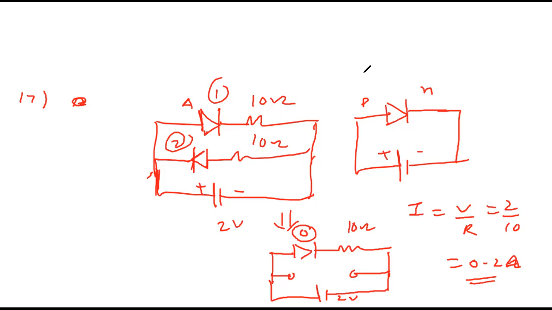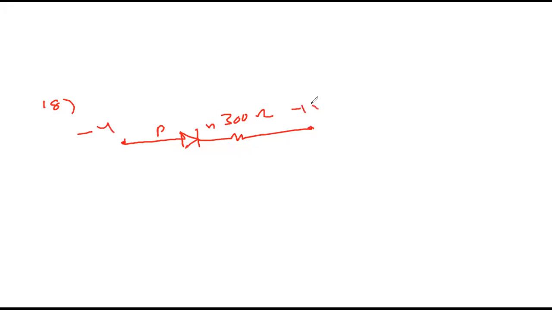Done? 18th. The current in the circuit shown below: this is one PN junction diode, 300 ohm. Here it is P and this is N. This is -4 and this one is -1. What is the current through this circuit?